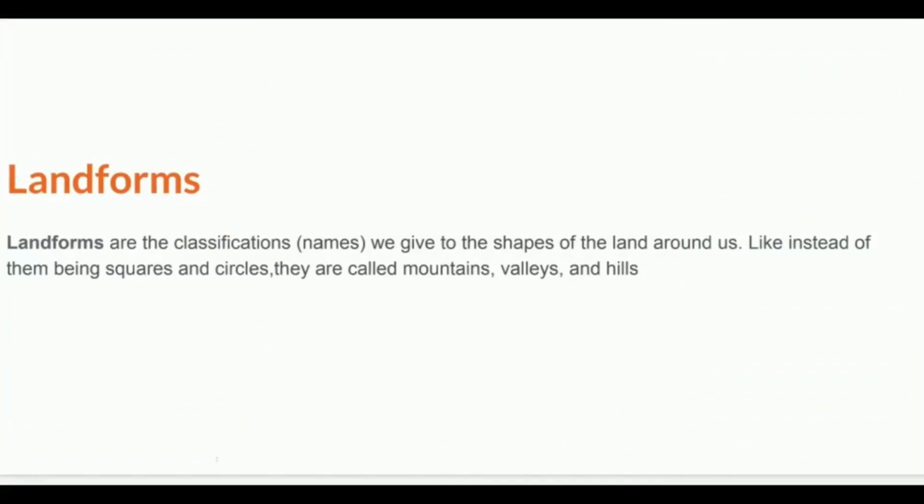Landforms. What are landforms? The slide says that landforms are the classifications, I put in brackets names, we give to the shape of land around us. Instead of squares and circles, we have mountains, valleys, and hills. So instead of looking at things and saying, what's that triangle thing there, we know that based on its height and shape, it's a hill, or it's a mountain. Or based on how it looks, it's an ocean or a sea. Or what makes it up decides if it's an interlocking spur, a river, etc.